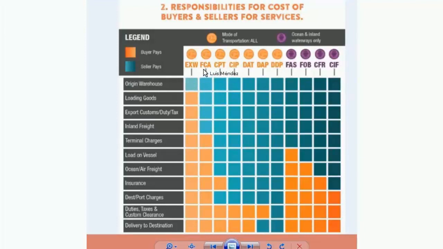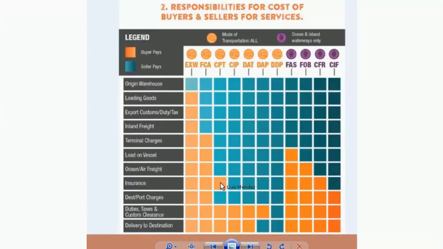Then we have the FCA, where the seller pays the origin warehouse, the loading goods, the export duties, customs and taxes, and inland freight. And from terminal charges on, the buyer is going to pay. Then we have the CPT, which means that the seller is going to pay origin warehouse, loading goods, export, inland, terminal, load, and ocean freight or air freight.